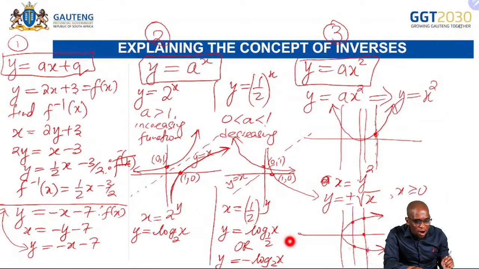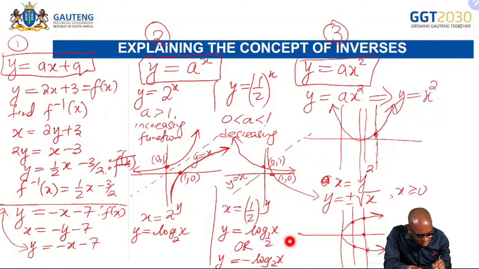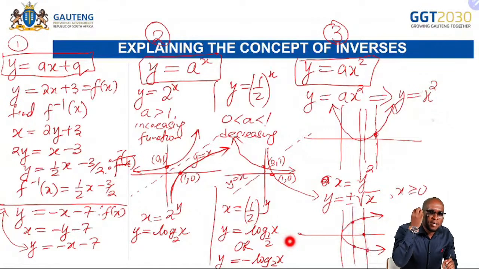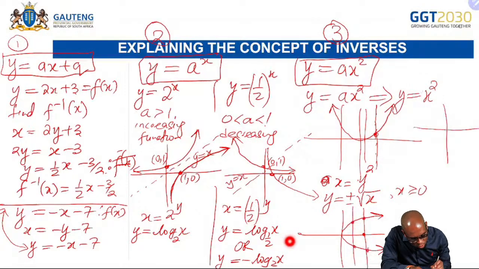So in order for us to make this a function, we need to restrict the domain of the original function. If we restrict the domain of the original function, then the inverse will be a function. For example, if we take only this portion of the original function, if we restrict the domain to x greater than or equal to 0, the range would be y greater than or equal to 0.